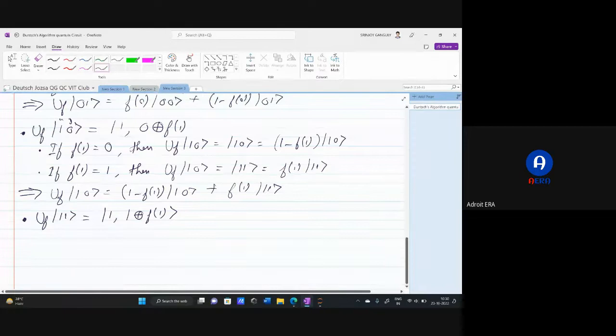Okay, so again, you can do the calculations now. Since you are familiar now, take f of 1 is 0, then you are going to have uf 1 1 is equal to 1 minus f of 1 times ket 1 1.